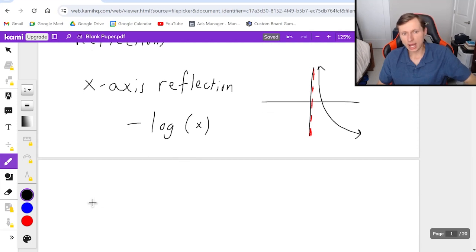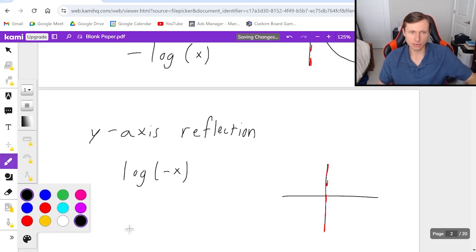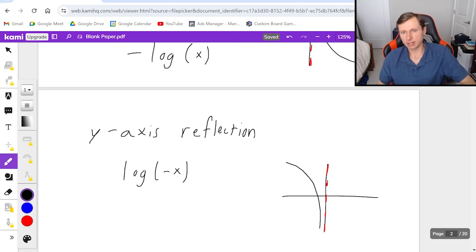And then if we have a y-axis reflection, that would be where the negative sign is actually next to the x itself. And that graph would look something like this. Still the same vertical asymptote on 0, but now the graph is going that way. And yes, you can have a double x and y-axis reflection, but the negative sign would need to be in both places: negative log of negative x.